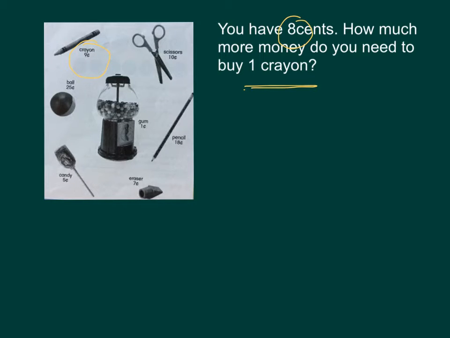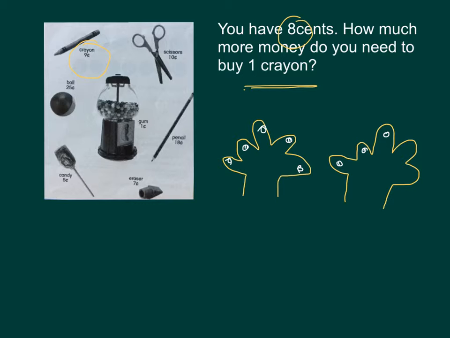One strategy would be to count on my fingers. I could hold up 8 fingers because I have 8 cents. I'm going to count on my fingers until I get to 9 cents. So right now I had 1, 2, 3, 4, 5, 6, 7, 8. One more finger would bring me to 9. That means that I need 1 more cent to be able to buy the crayon. If I was using a number model, I could say 8 plus 1 equals 9, or I could say 9 minus 8 equals 1.